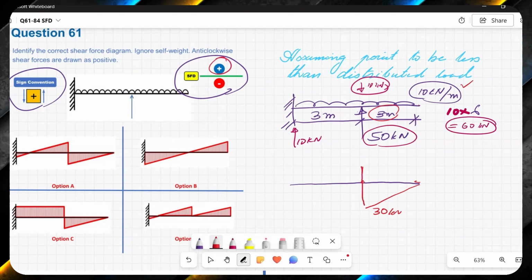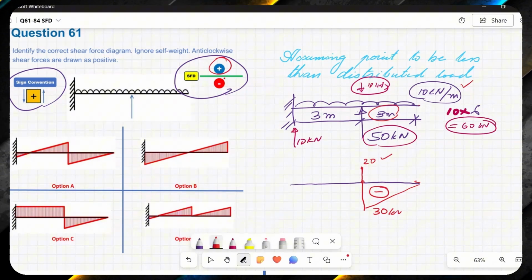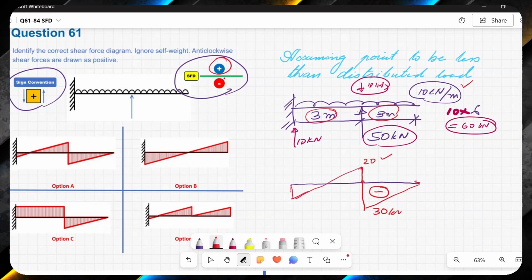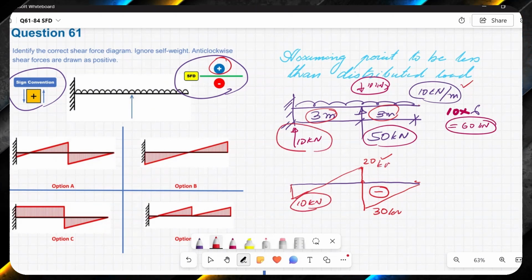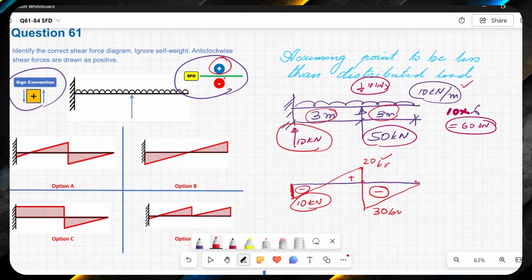Let's bring it upwards. Here it will be 20, this is negative, and at this point again from this 20 I will take away the UDL. So the UDL is 10 times 3, it will leave me 10 kilonewton over here, and finally we have a reaction that will bring this one up to the 0 point. So in this way we are able to draw the shear force diagram.